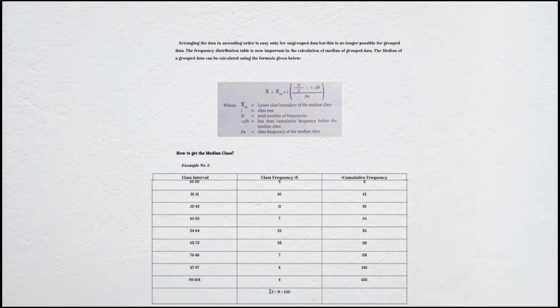How to get the median class? The median class is the class interval to which m is included with respect to the less than cumulative frequency. For grouped data, m is calculated by dividing the total number of frequencies by 2. Let us consider the given frequency distribution table below. Example number 1. So we have the table for class interval, class frequency, and less than cumulative frequency.